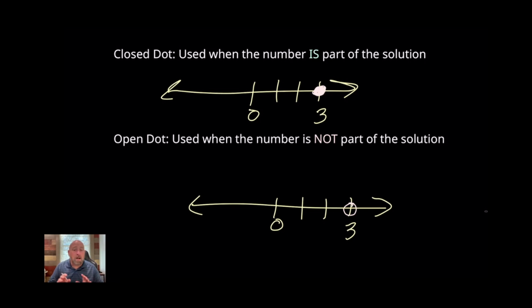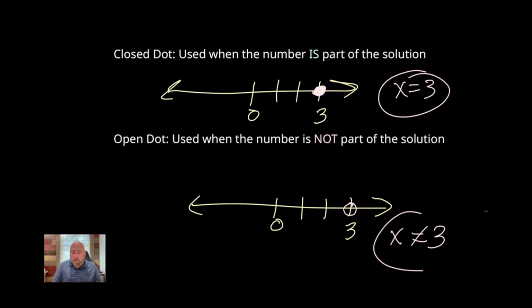I do not color it in. So when you see something that's open, that means that 3 is not part of the answer. So here, this one would be x equals 3. That would be our answer. And this one would be x cannot equal 3. Okay, so if you see x equals 3, then that means that you use the closed dot. If you see that x cannot equal 3, then you would use the open dot.